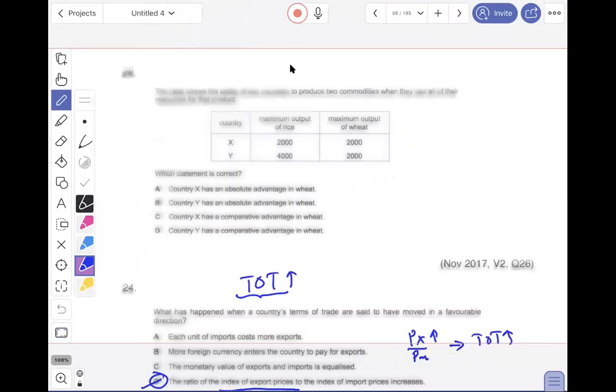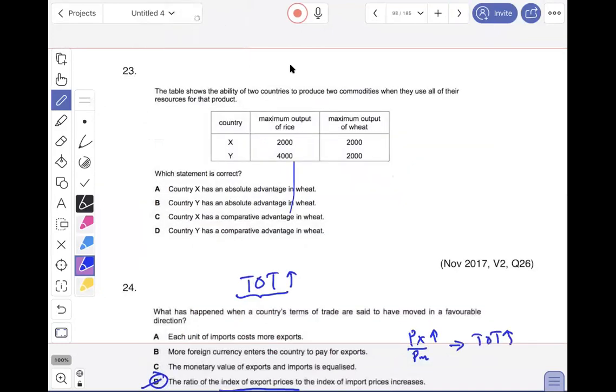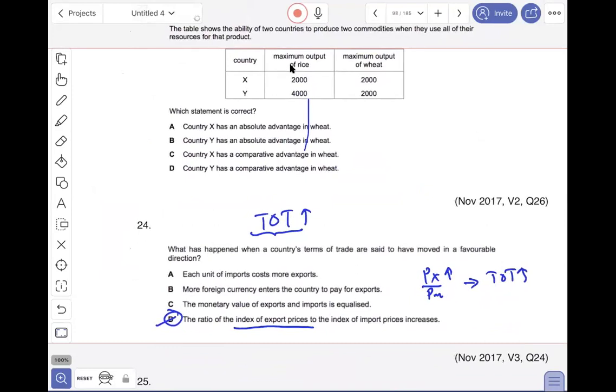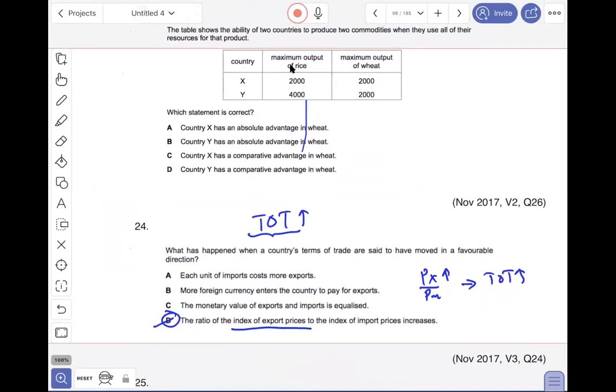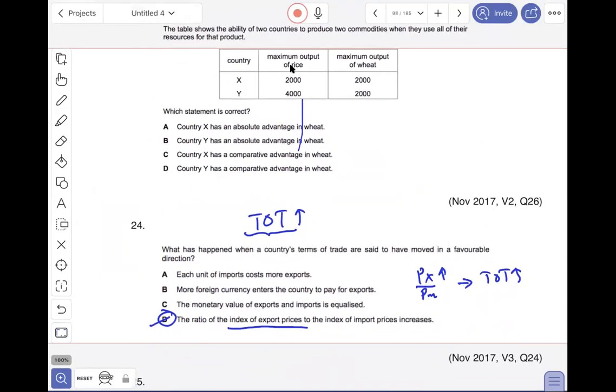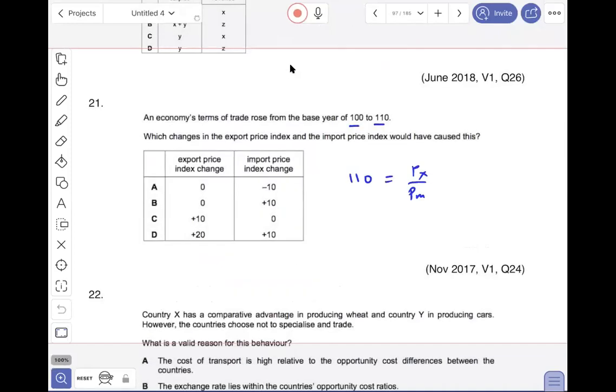Yaya, you're saying what does B mean? More foreign currency enters the country to pay for exports. Well, B basically looks at quantity, or revenue, while terms of trade is not about revenue. Terms of trade is only about prices. The fact that you are getting more revenue for exports doesn't have anything to do with the terms of trade, which is simply a ratio of prices.